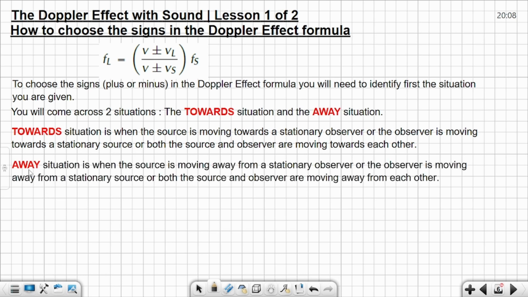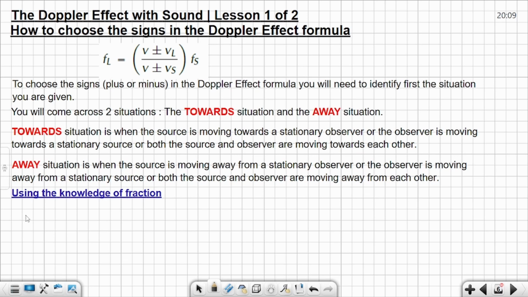And now, away situation is when the source is moving away from a stationary observer, or the observer is moving away from a stationary source, or both the source and the observer are moving away from each other, right? You can go back and read over so that you can understand the English. This is simple. You must be able to identify when it is away situation and when it is toward situation.